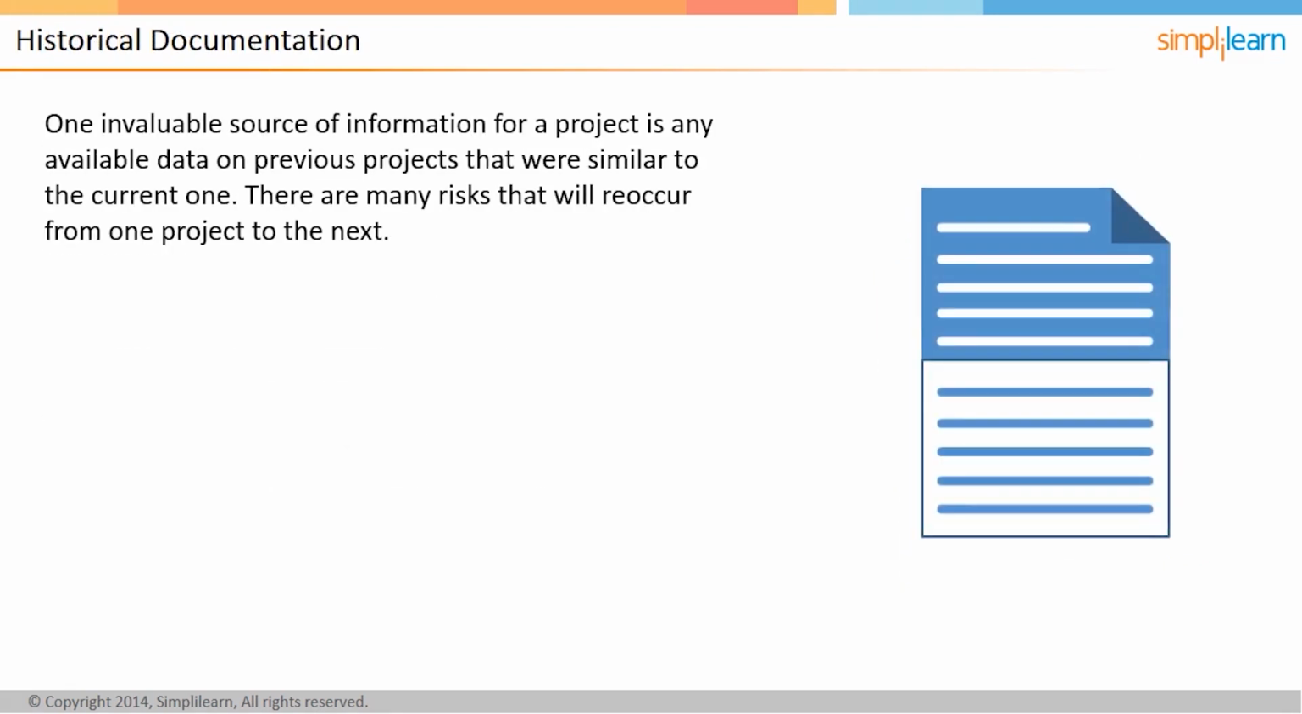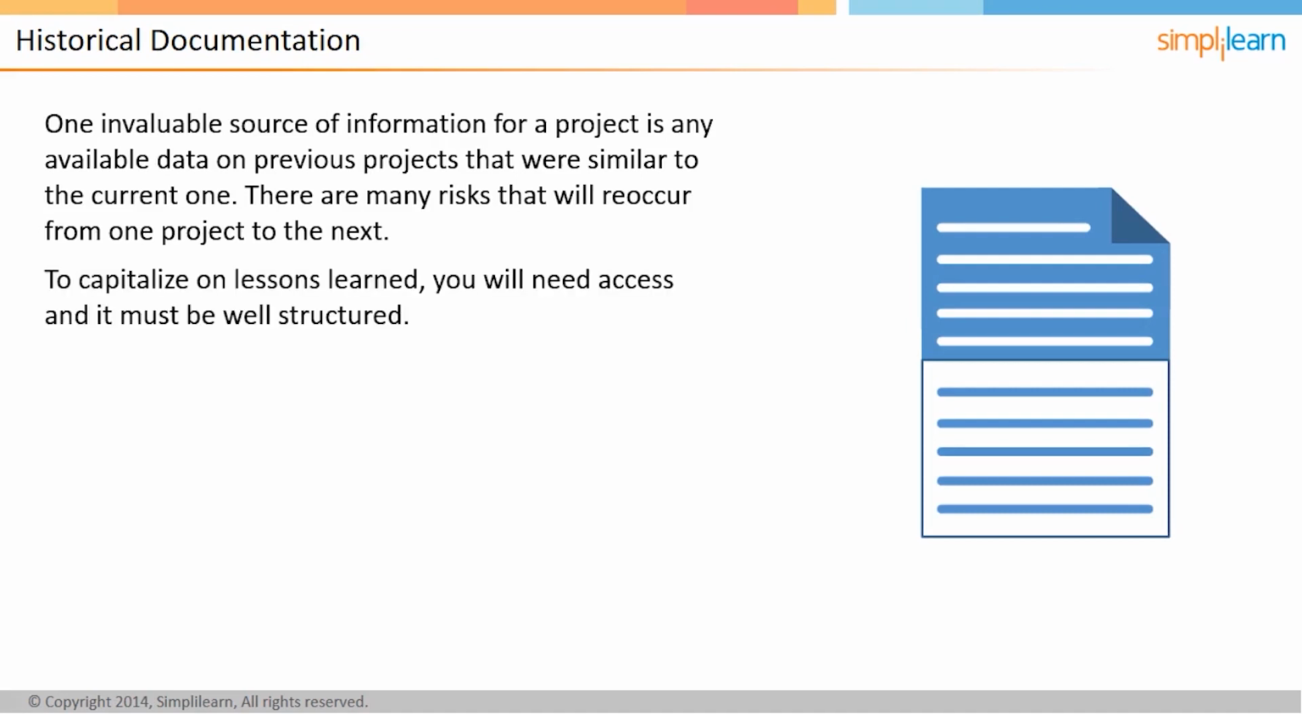One invaluable source of information for a project is any available data on previous projects that were similar to the current one. There are many risks that will reoccur from one project to the next. To capitalize on lessons learned, you will need access, and it must be well structured. It is also beneficial to talk to previous project stakeholders who can fill in any gaps in the information. Speaking to the previous project manager would be ideal. Do not be surprised if you find incomplete details, as poor strategies are rarely documented.